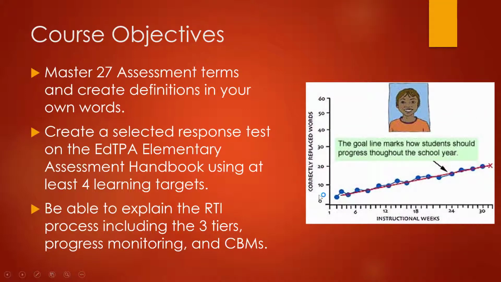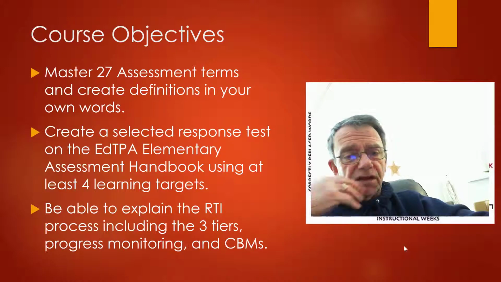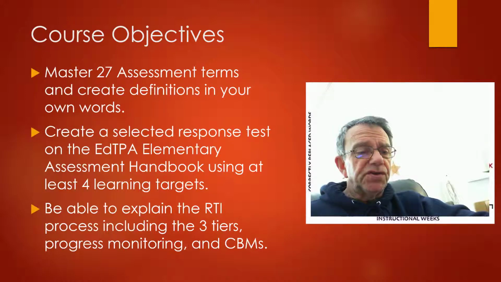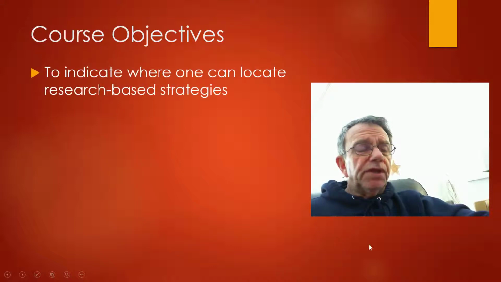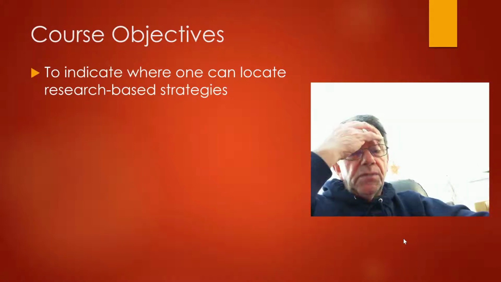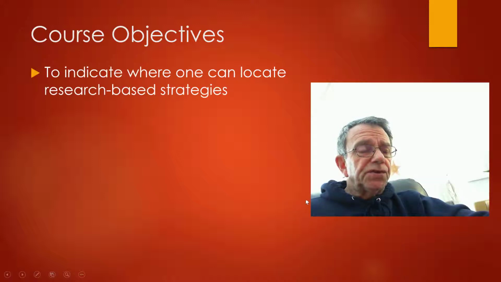You're going to be able to explain the response to intervention process, including the 3 tiers, progress monitoring, and curriculum-based measurements. We're going to get into the assessment piece of that with rate of improvement, gap analysis, specificity, integrity of interventions, etc. You're going to indicate where you can locate research-based strategies. You're going to be introduced to 3 different areas where you can find research-based strategies.